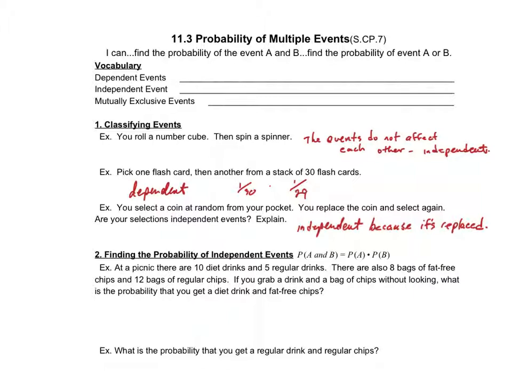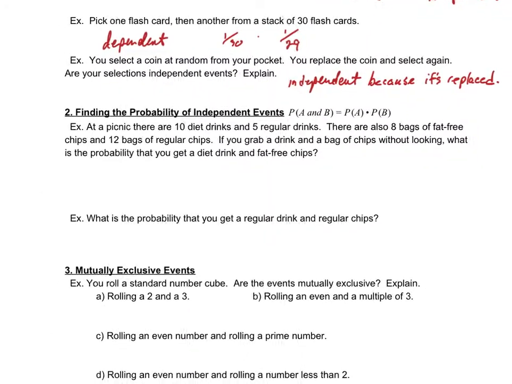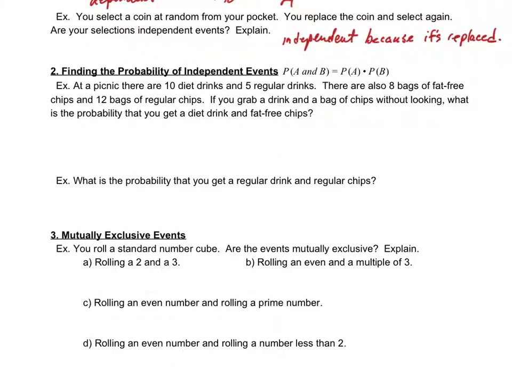Okay, and then finding the probability of independent events. Well, we get a little bit more detail here. The probability of one event and another event is going to be the probability of one event times the probability of the other event. So when we have an "and," we're looking at multiplication. Good thing that is an "and" word, not an "and" sign.